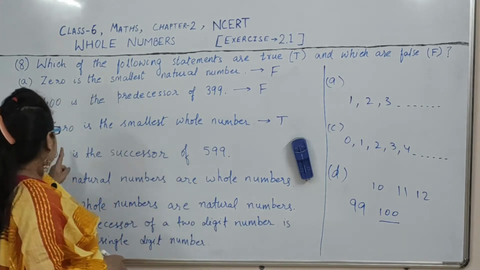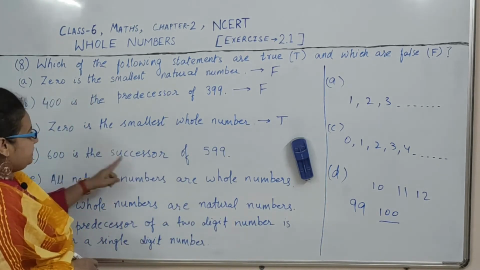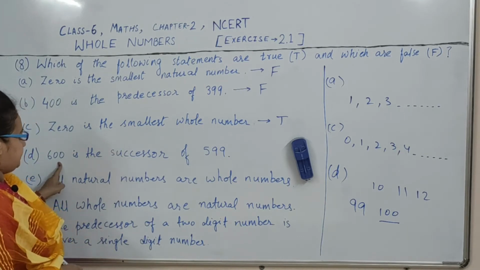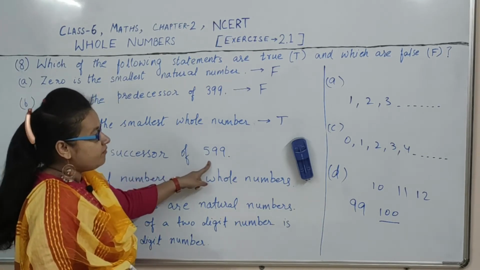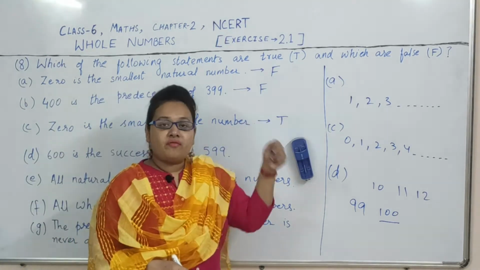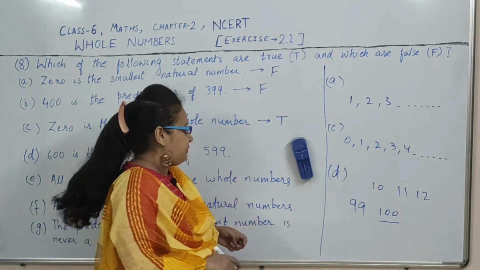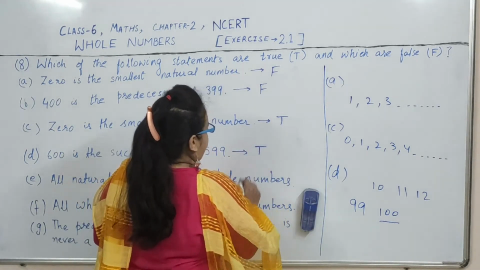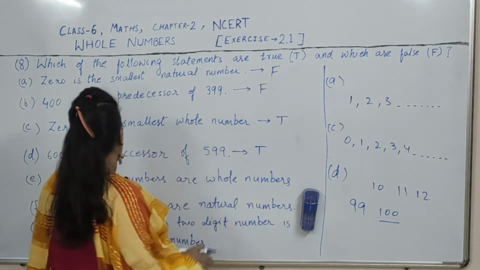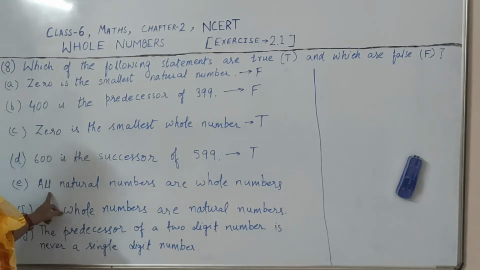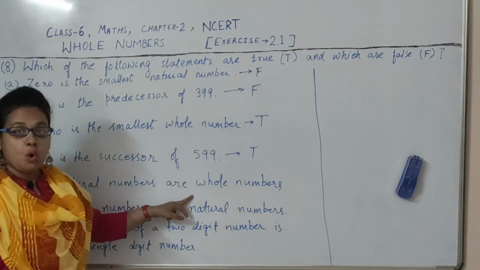So what will be the successor of 599? 600 will be the successor. So 600 is the successor of 599. So is this statement true or false? It is a true statement, because this is a correct statement. So we can mark it with the letter T. Okay. Now let us come to E part. Let us read what this is. All natural numbers are whole numbers.